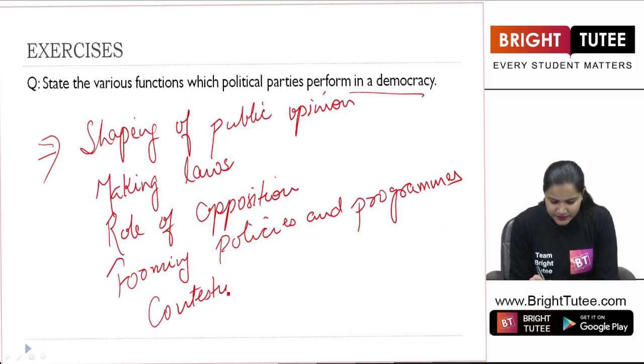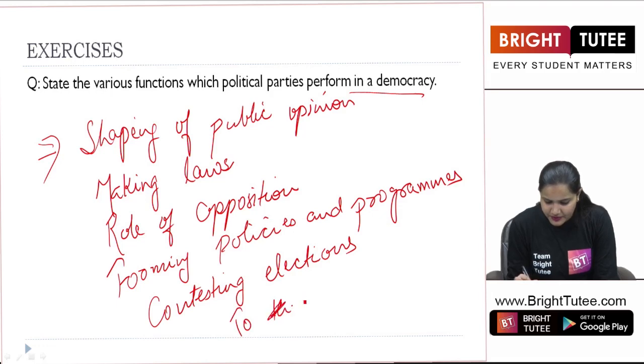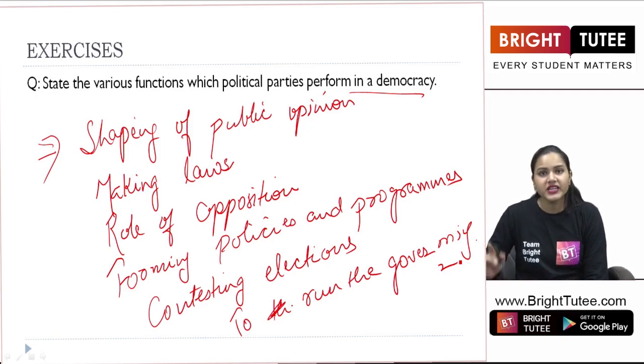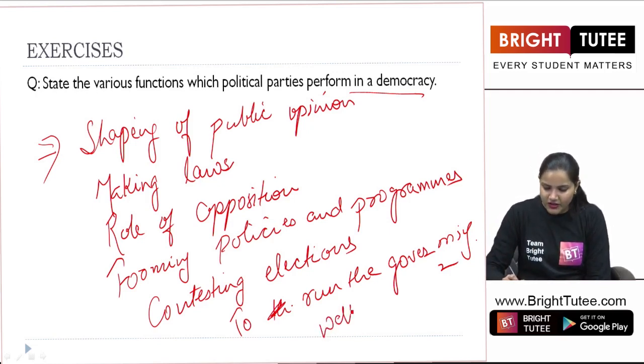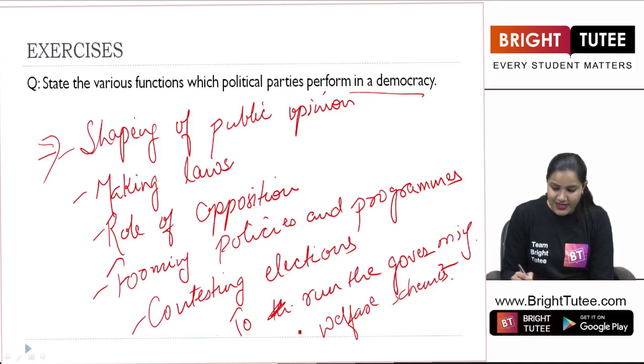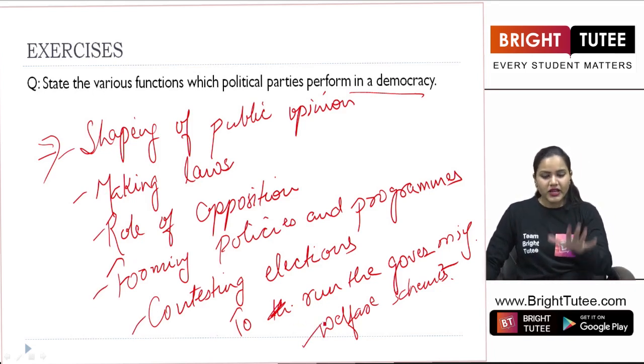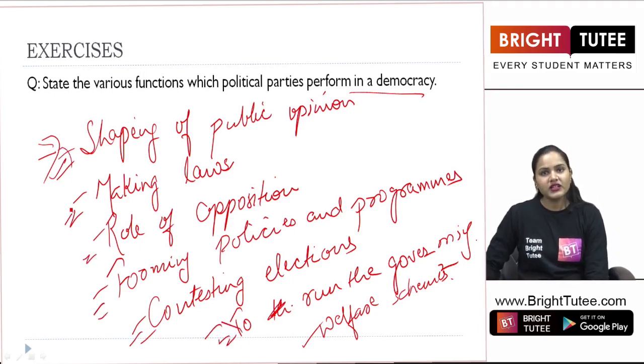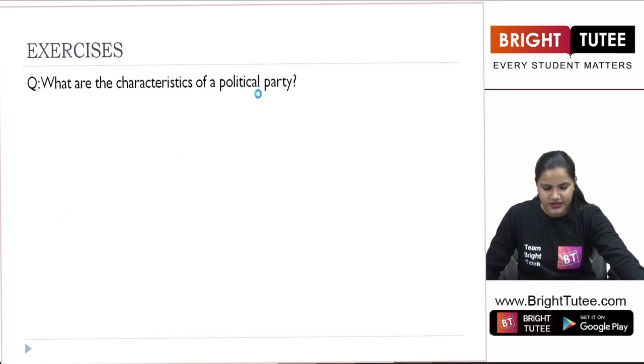Contesting elections, to run the government, providing people access to government machinery as well as the welfare schemes. That is the last point that you have learned, students, right? So 1, 2, 3, 4, 5, 6, 7 points. So here you can write all these 7 functions and you can brief them, right? You can explain them, how these functions are performed by the political parties. So here please focus on all these 7 functions performed by these political parties.